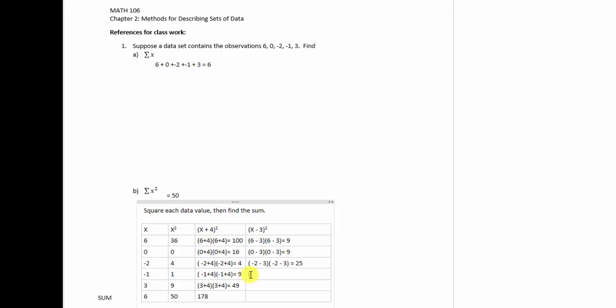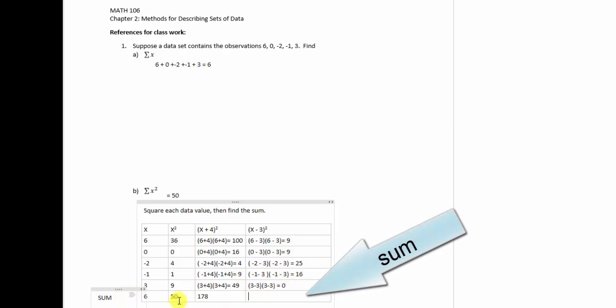Negative 1 is our next observation. So the quantity of negative 1 minus 3 multiplied by another quantity of negative 1 minus 3 will result in negative 4 times negative 4, which would be positive 16. Our final data point is positive 3. So we'll have 3 minus 3 multiplied by another quantity of 3 minus 3. So that would be 0 times 0, and that makes 0. So the next thing to do, we're going to fill in the last row here with the summation. So we're adding 9 plus 9 plus 25 plus 16 plus 0, and that makes 59.